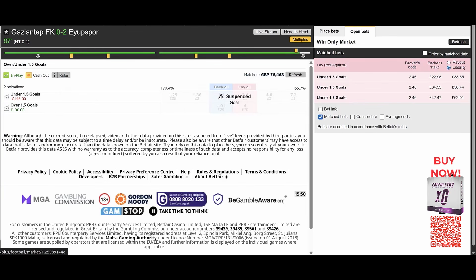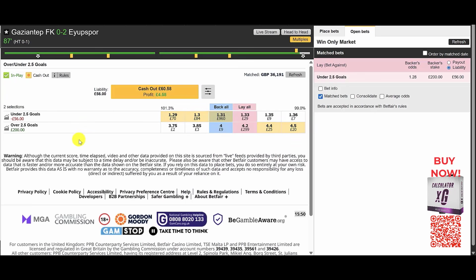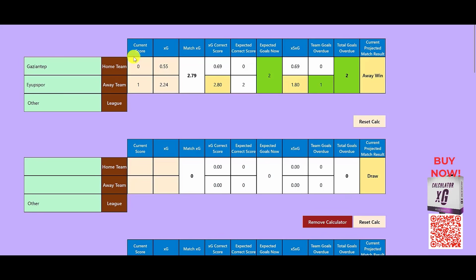There isn't much we can do on there. Obviously, we can't trade out or anything, but that gives us some nice leverage. We've obviously got some green now to play with on this market. So it's 87 minutes on the clock. It's time to check the data. And so I put the XG numbers in here. We're going to increase this score to 2 and see what that does. So there's still another goal overdue in this one. So we are still potentially looking for another goal.